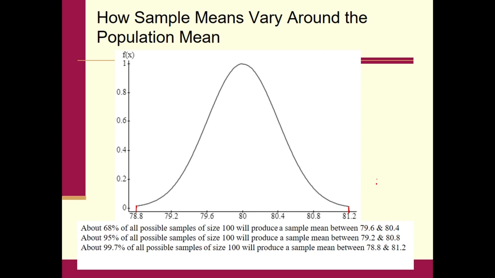Now we have an understanding of how X bar varies from sample to sample. Where are the values of X bar going to fall, and how often are they going to fall there? That was the whole purpose of a sampling distribution, to understand how X bar varies from sample to sample.